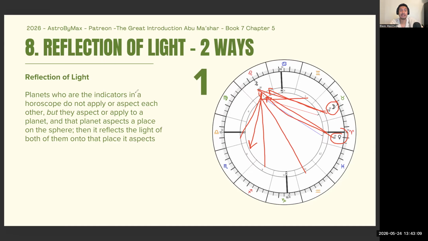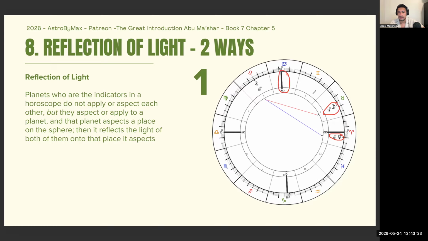And if that happens, that reflection of light can mean that the person obtains what they're seeking. Even if the ruler or indicator, like for example the indicator of the ascendant here is Venus, and the person is seeking something related to career, they might not aspect each other, but they aspect Jupiter here. And so Jupiter is going to take the light and reflect it onto the second house here, which will then increase the sustenance, the wealth, the financial situation of the person. So this is one type of reflection, but there's another type of reflection too.